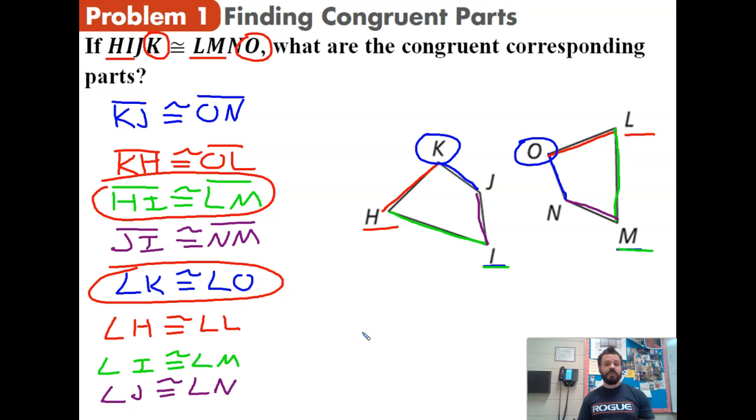So a properly written congruent statement has corresponding parts, the angles and sides, in the right order. So there's actually a lot of information we get from this congruent statement. Also, when it comes time to write our own congruent statements, we need to make sure that we are matching those corresponding parts in order, to get them written correctly.